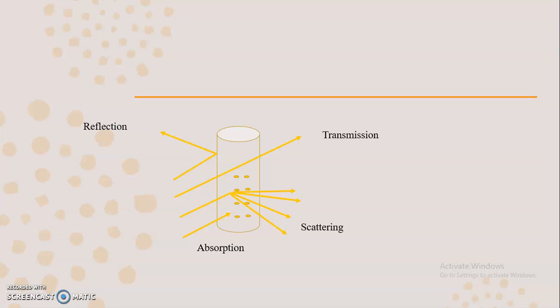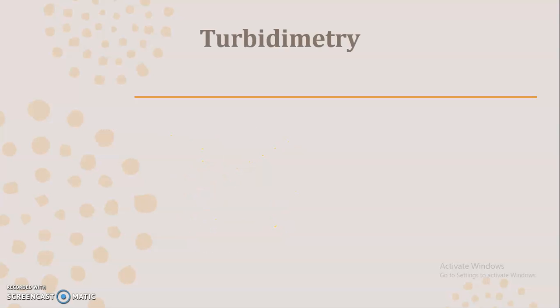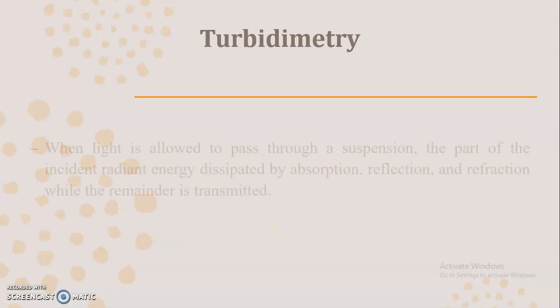So this effect is known as scattering, and the nephelometer as well as the turbidimeter is based upon the measurement of light that is scattered. The only difference between nephelometry and turbidimetry is the way by which we measure the scattered light. Now we will see what is the meaning of turbidimetry.